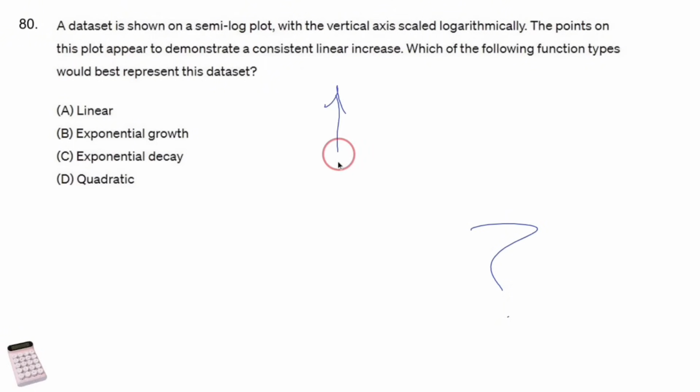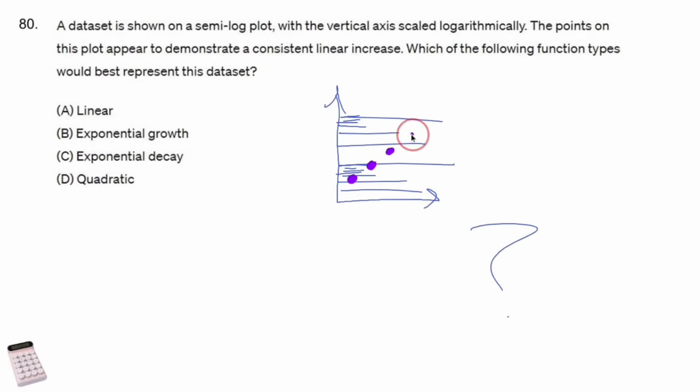If you have a semi-log plot, and I'm not even going to attempt to really draw this, but you might remember semi-log plots kind of start out here and then things kind of simplify or get closer to that, and then this happens. Well, if on a semi-log plot you have dots going up and to the right, that does not indicate a linear equation because semi-log plots have their vertical axis scaled logarithmically. It says that right there. So this is not linear. What you have going on is exponential growth.